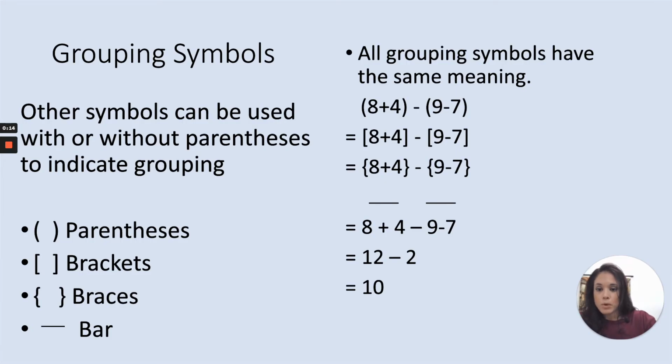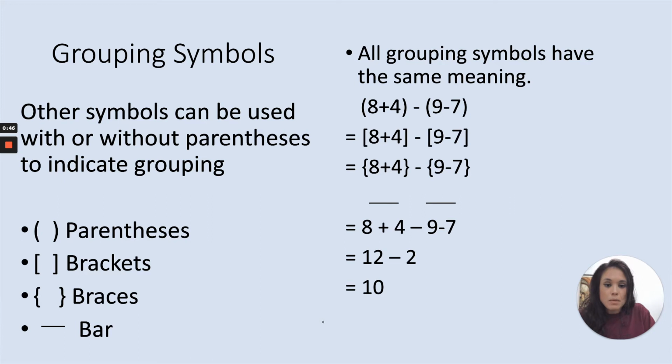So grouping symbols, we can use other symbols other than parentheses in an expression. We can use brackets, we can use braces, and we can also use a bar. And all of these symbols group an operation with different integers together. So we have 8 plus 4 in parentheses. It means the same thing if it's in brackets. It means the same thing if it's in braces. And if there is a bar over or under it, it also means that it is being grouped.